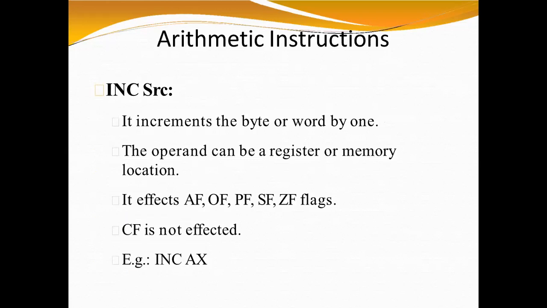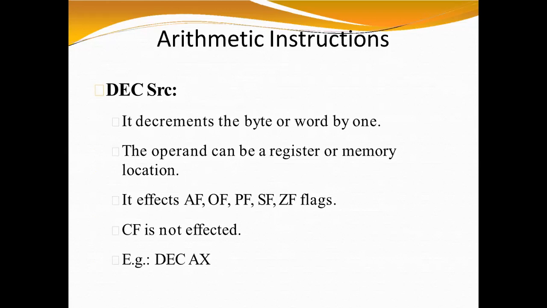The operand can be a register or memory location. It affects all the flags: AF, OF, PF. PF is the parity flag, ZF is the zero flag. CF is not affected. INC AX means increment the AX register by 1.